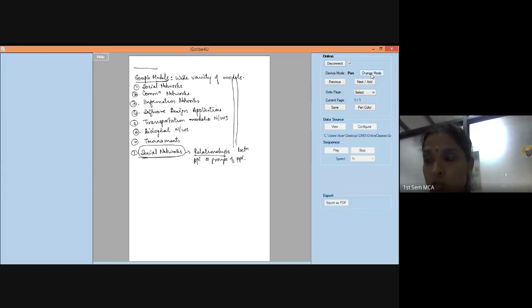Now, when I talk about social networks, I said it is a relationship between people, is it not? So here every individual person, or when I say a group, it can be an organization, it can be a company, it can be a department. Either an individual or an organization is represented by the vertices in the graph. The relationship between the people or the group or the organization is represented by the edges.